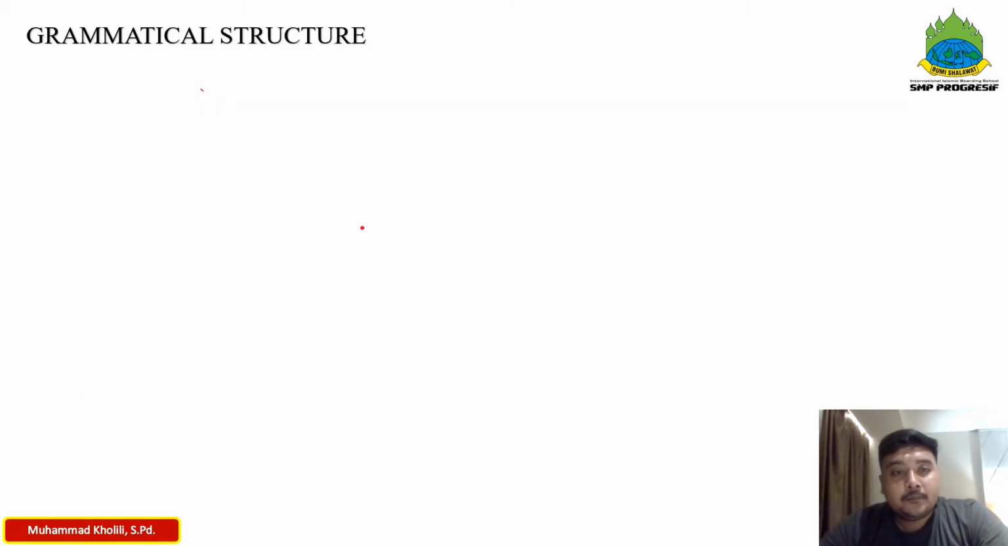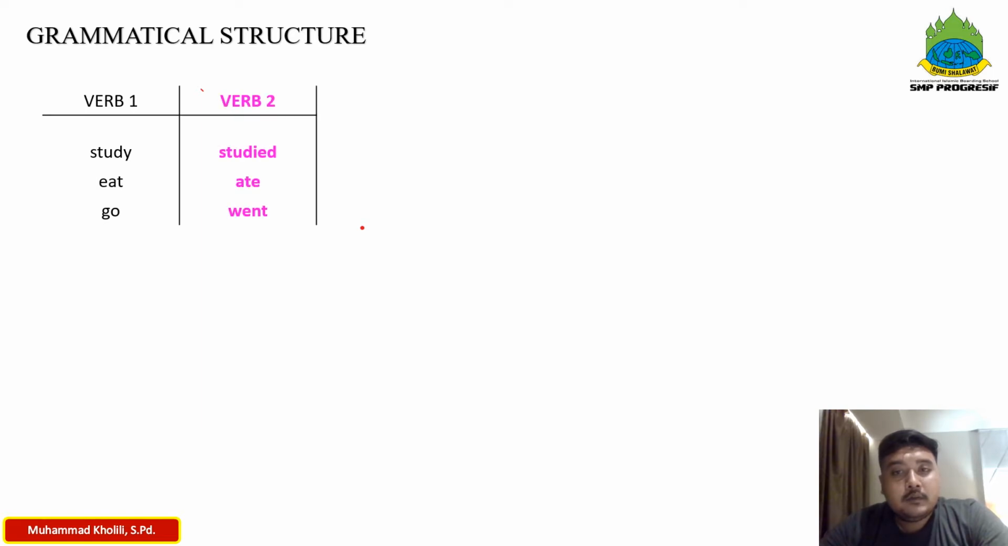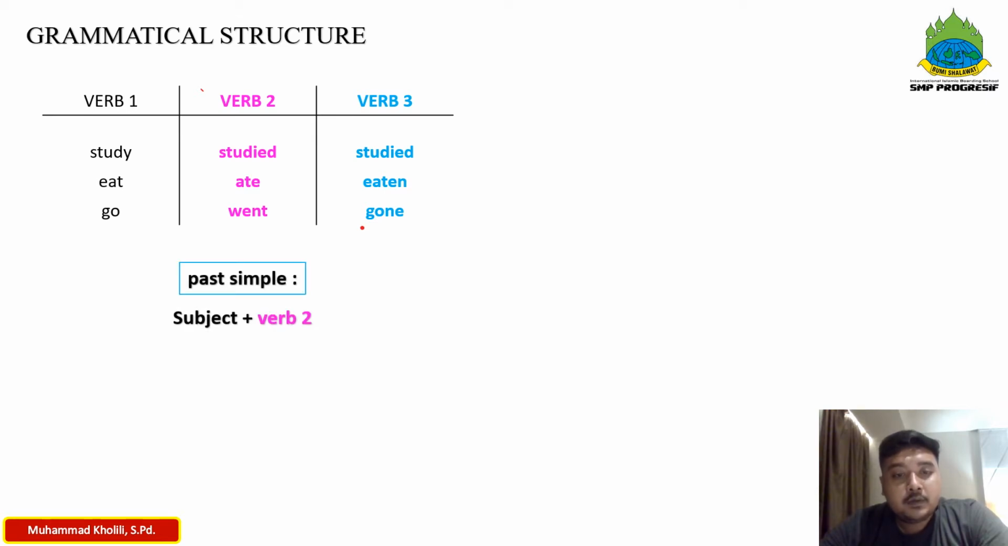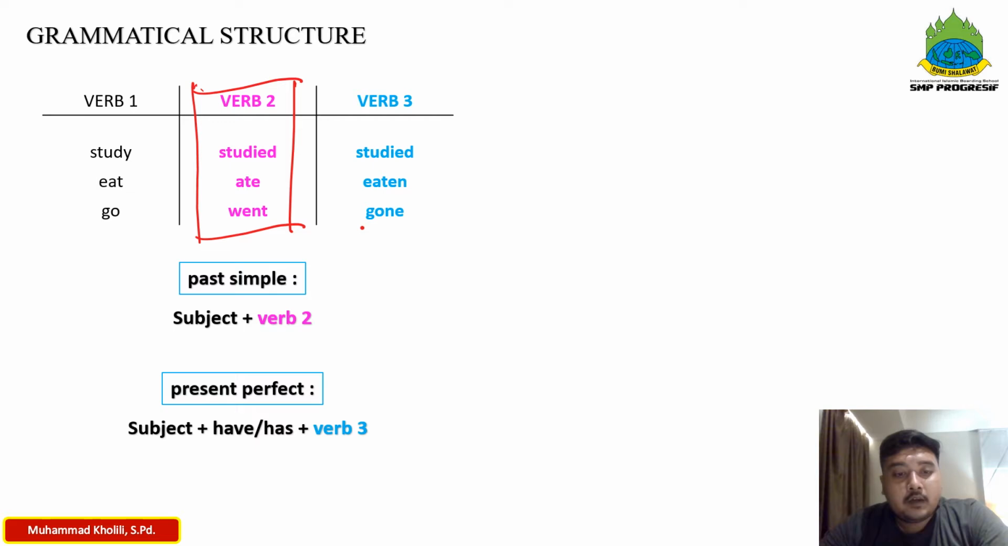Grammatical structure. Let's start with the base grammatical structure: verb 1, verb 2, and verb 3. We form the past simple with subject plus verb 2, and the present perfect with subject plus have or has plus verb 3. Verb 3 is called the past participle.